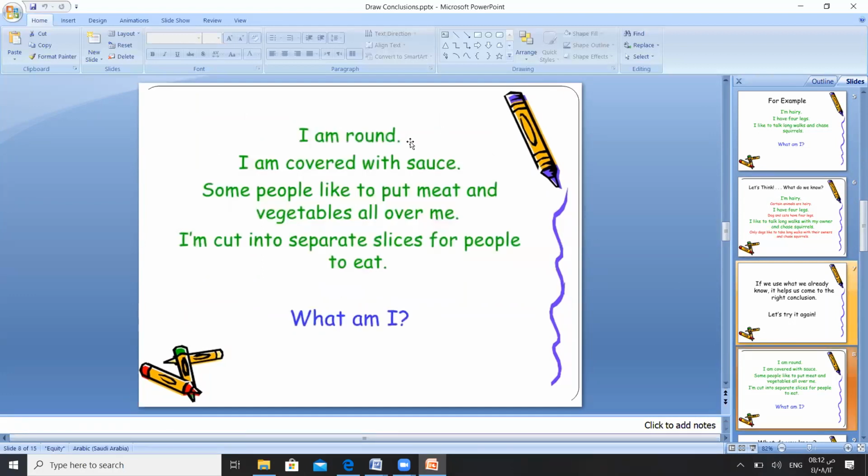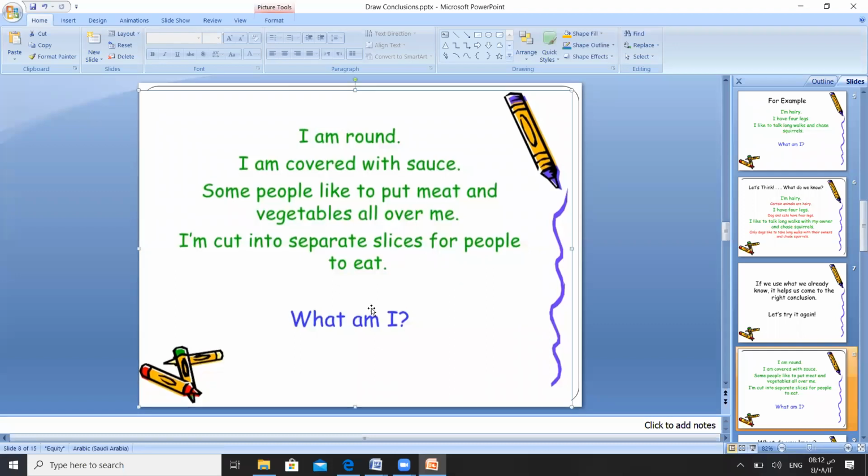Another example: I'm round. I'm covered with sauce. Some people like to put meat and vegetables all over me. I'm cut in separate slices for people to eat. What am I? What do you think? What is it?